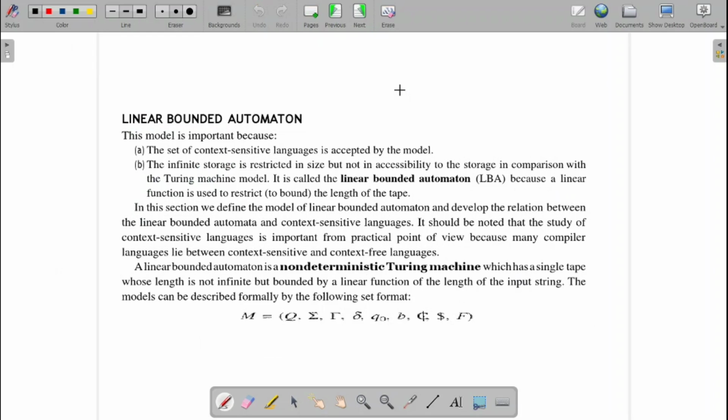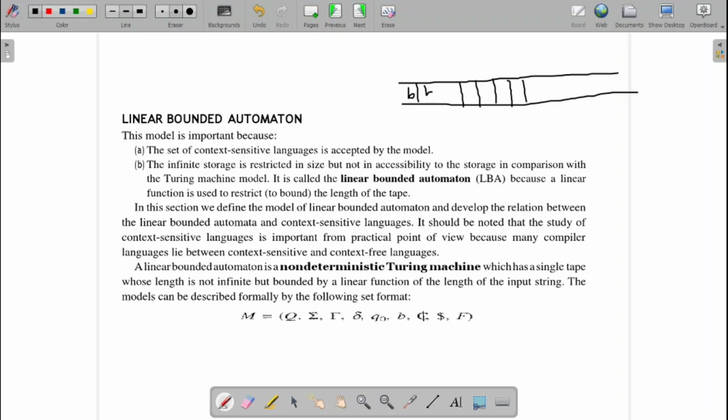Now let's move to our actual topic of discussion, linear bounded automata. This model is important because it deals with the context sensitive languages. That is, this model is meant for accepting or rejecting the context sensitive languages. Till now, what we have learned is that the tape is of infinite length, and leaving the region of interest, the rest of the region we thought of as blank.